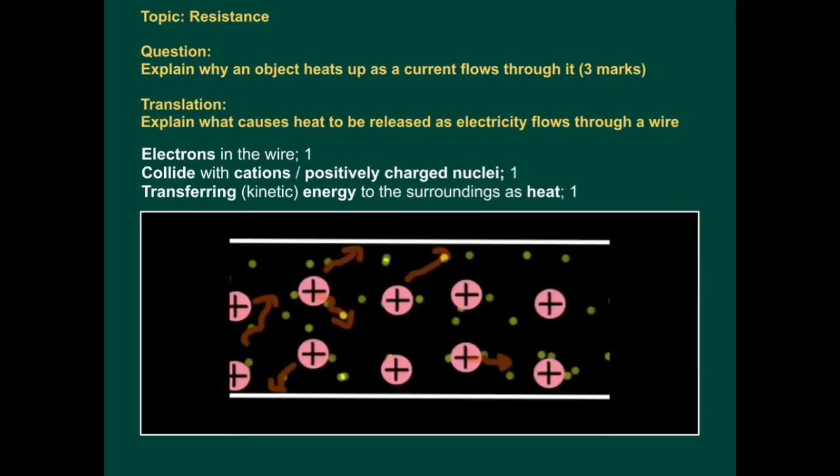When they collide, they transfer kinetic energy or just energy to the surroundings as heat. So you can see that we're getting heat being produced. So electrons in the wire, 1 mark, collide with the cations for 1 mark, transferring energy to the surroundings as heat.